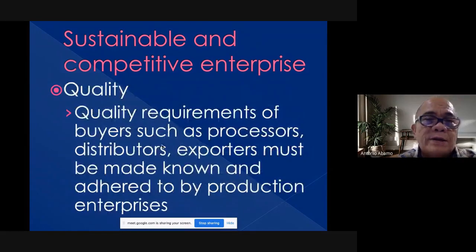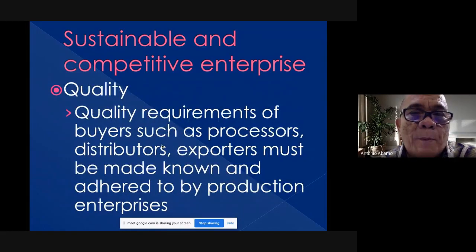Now, another consideration of a sustainable competitive enterprise or agribusiness production system is quality. You should be able not only to produce in volume but also to produce a quality product. Quality requirements of the buyers and the processors also matter, so that the products you are selling adhere to the specific requirements of your market and, of course, the specific requirements of the environment. So that is a sustainable and profitable production enterprise.